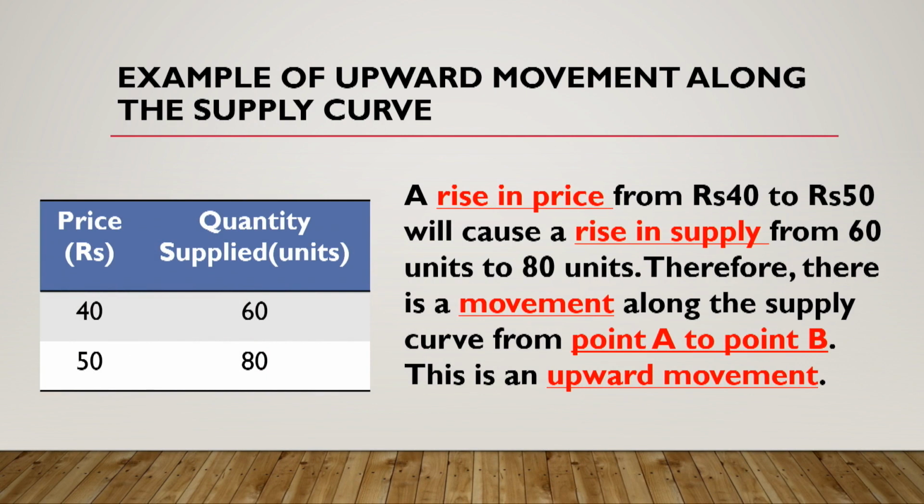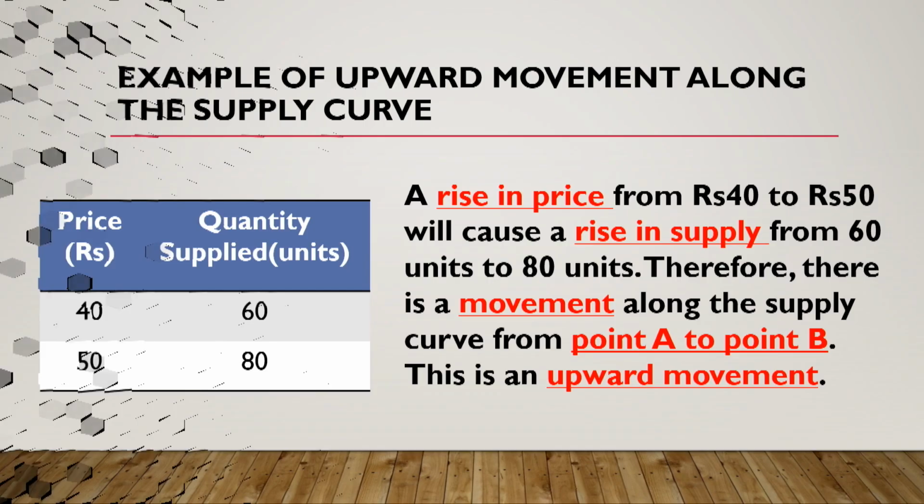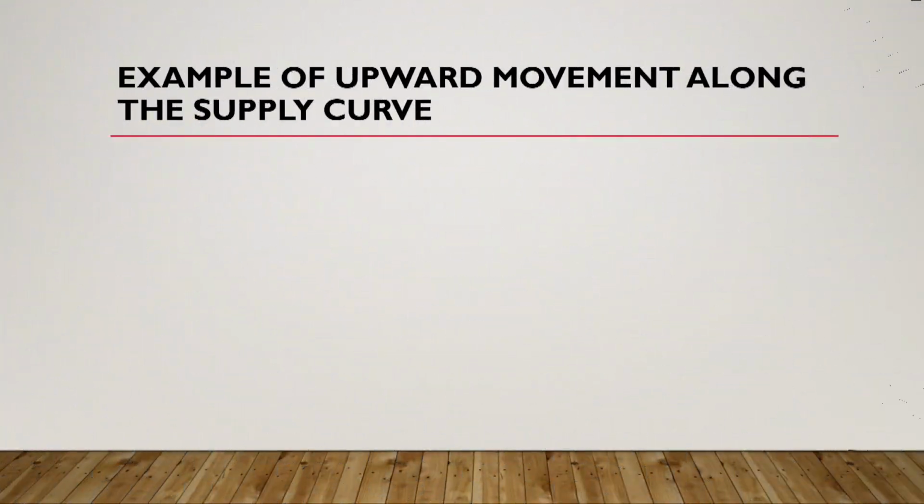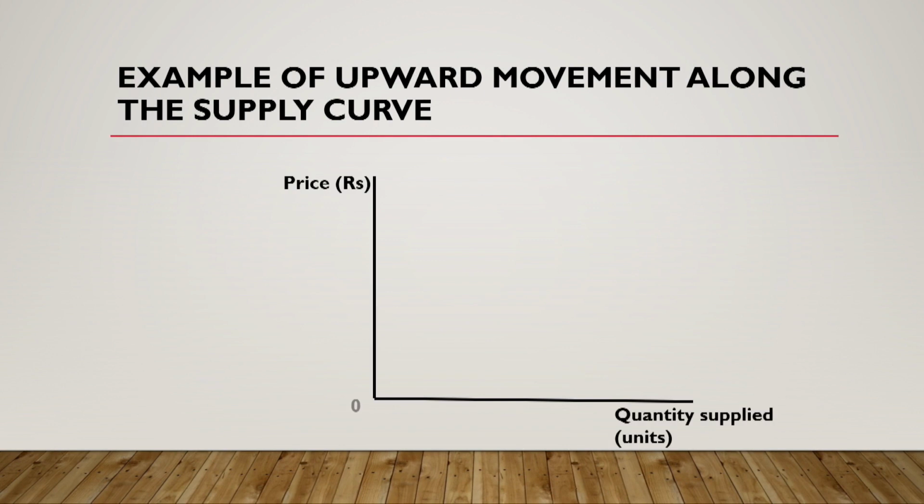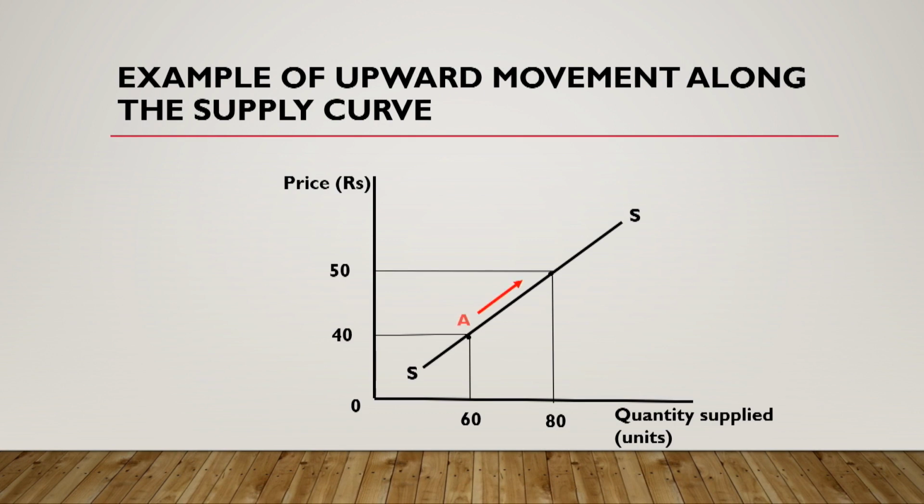Example of upward movement along the supply curve. A rise in price from 40 rupees to 50 rupees will cause a rise in supply from 60 units to 80 units. Therefore, there is a movement along the supply curve from point A to point B. This is an upward movement. As you can see, there is an upward movement from point A to point B in the supply curve.